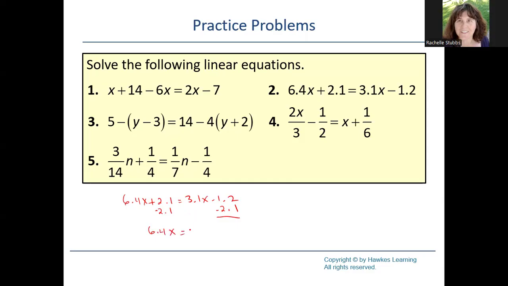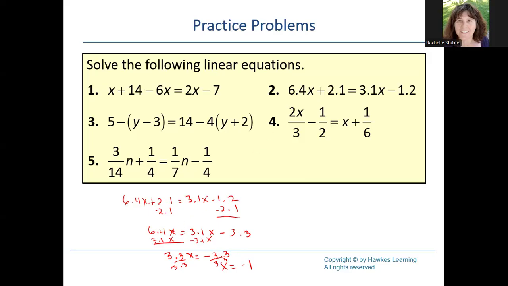x equals 3.1x minus 3.3. And if I take away 3.1x from each side, that's going to give me 3.3x equals a negative 3.3, or x equals a negative 1. If I divide both sides by 3.3, I'm going to get x equals a negative 1. So that one was a negative 1.